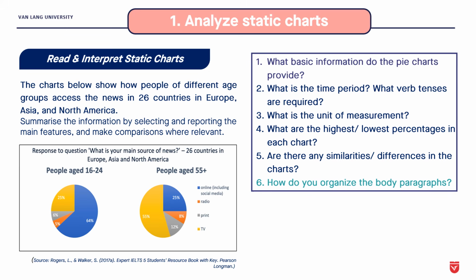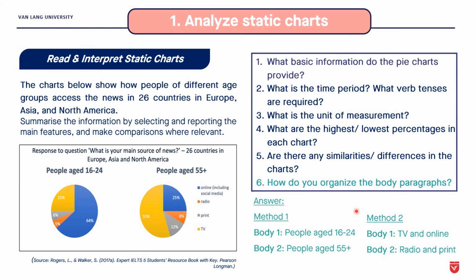The last question is, how do you organize the body paragraphs? There are many ways for you to organize your body paragraphs. Here's how you can organize the ideas. In the first way, you can describe the first pie chart about people aged 16-24 in Body 1, and the second pie chart about people aged above 55 in Body 2. Another way is to group the similar or opposite categories in Body 1 and the remaining parts in Body 2. In this video, I would choose the second method.